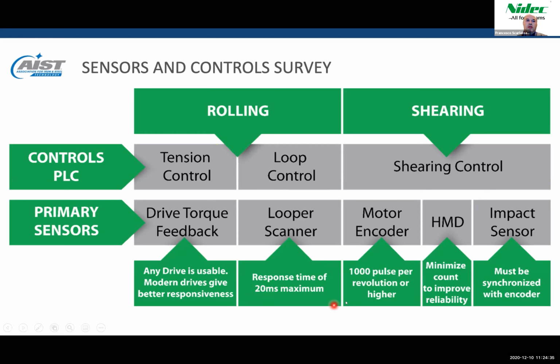For what concerns motor encoder, normally an encoder with 1,000 pulses per revolution or higher is sufficient for optimal control. And if the drive is operating correctly with encoder, then a good control system can achieve a proper material cut. A special encoder or additional encoder is not required.